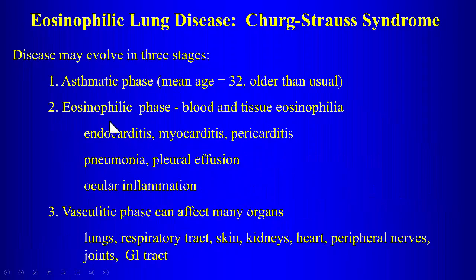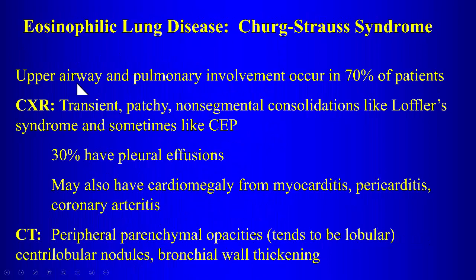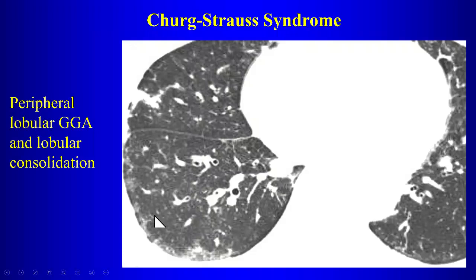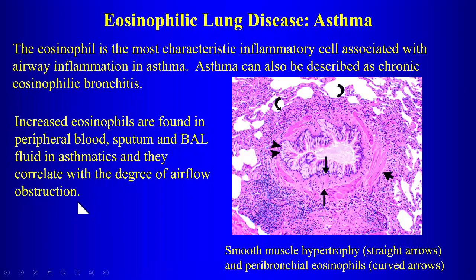There's an asthmatic phase, there's an eosinophilic phase, and then there's a vasculitic phase which can affect many organs, as I've listed there. We can have pulmonary involvement in up to 70% of patients. This can also give you consolidations like Löffler syndrome, sometimes like chronic eosinophilic pneumonia, and these patients can have peripheral eosinophilia. On this CT, you can see some peripheral consolidations. So this is another one of those diseases that can give you consolidations and eosinophilia.